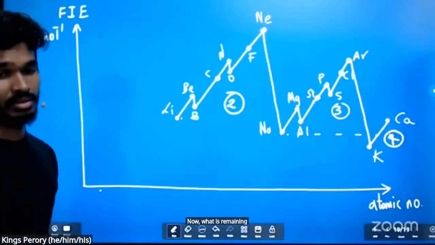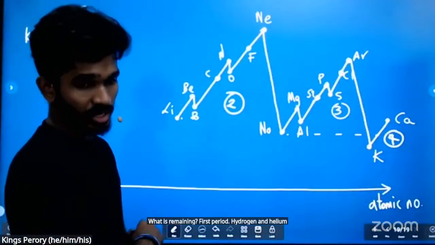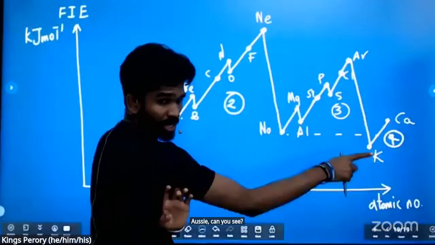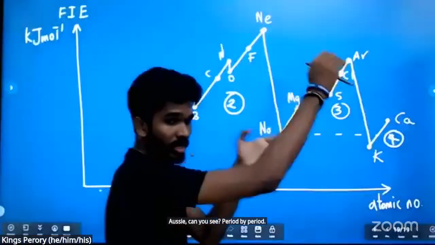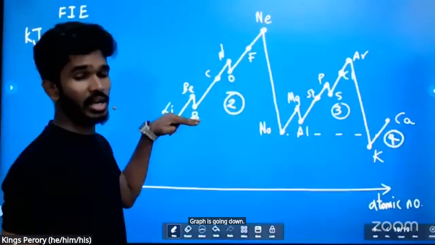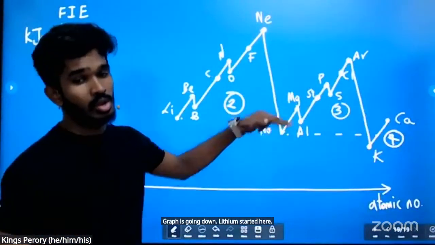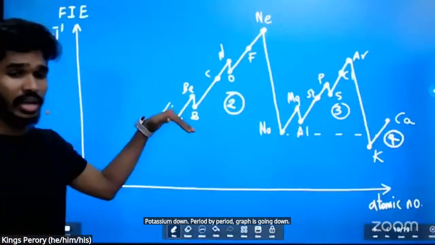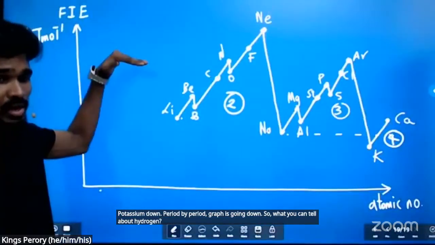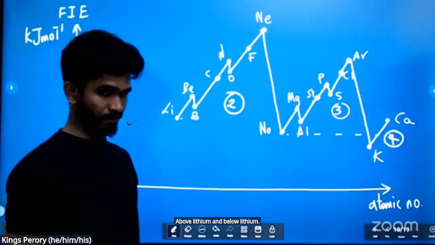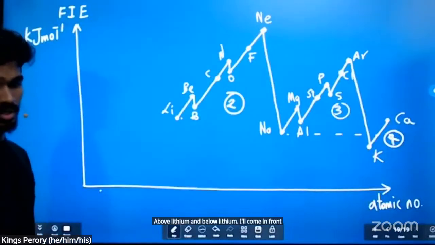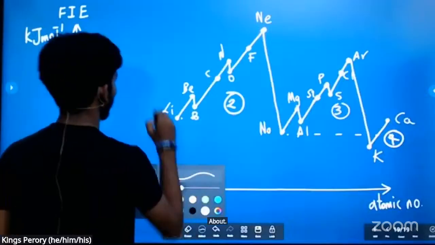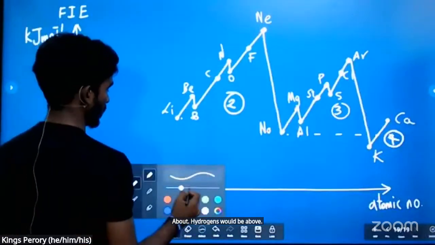Now what is remaining? First period. Only hydrogen and helium are remaining. Now see, can you see? Period by period, the graph is going down. Lithium started here, sodium down, potassium down. So what can you tell about hydrogen? Above lithium or below lithium? Above. Hydrogen should be above lithium.